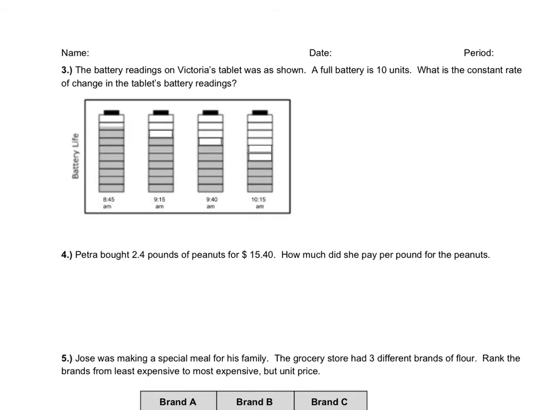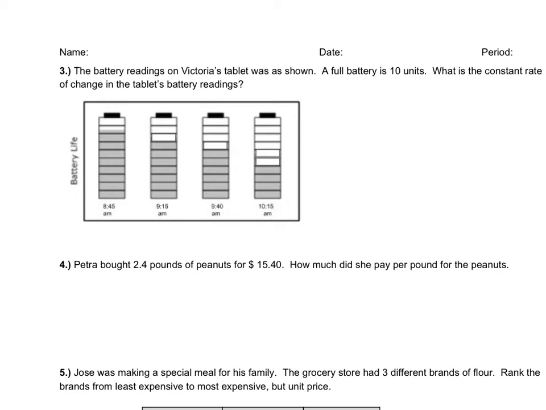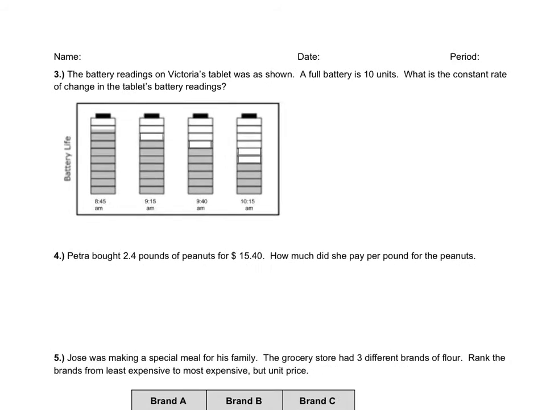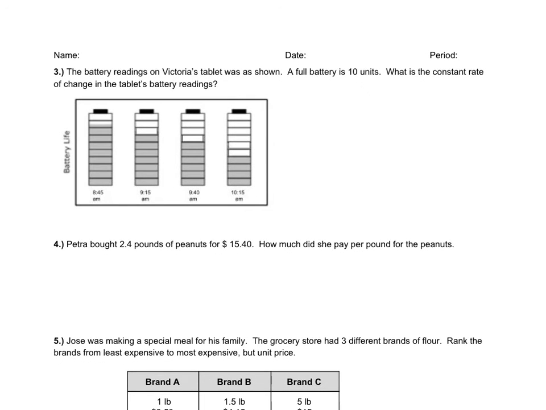Okay, now this one I really want to talk about, and we're going to kind of stay together on this one because I feel like this visual is... Okay, so it says the battery readings on Victoria's tablet were as shown. A full battery is 10 units. What is the constant rate of change in the tablet's battery readings? Okay, a full battery is 10. Constant rate of change. We talked about that in the very first problem, and we said the constant rate of change is like a unit rate. Okay? So looking at these times here.